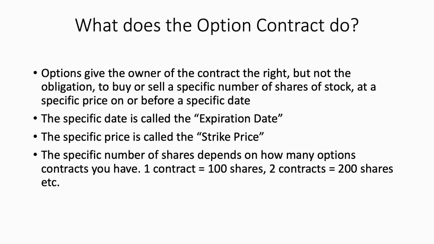All right, so what does the option contract do? The options give the owner of the contract the right but not the obligation to buy or sell a specific number of shares of stock at a specific price on or before a specific date. Now, the specific date is called the expiration date. That's the day the contract is going to expire. And the specific price is the strike price. And the specific number of shares depends on how many option contracts you have. You got one contract, you got 100 shares. Two contracts, 200 shares, three contracts, 300 shares, etc. Options are just 1 to 100. It's just the way it is.